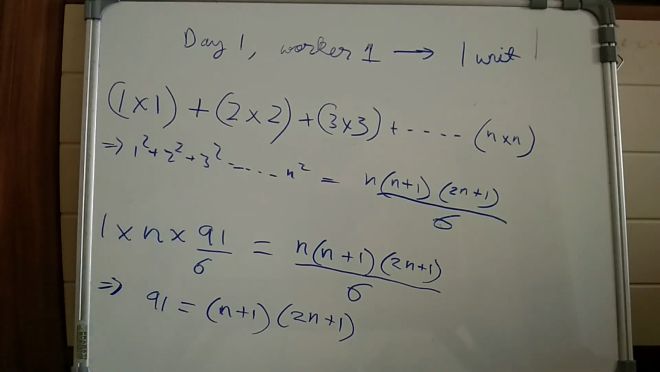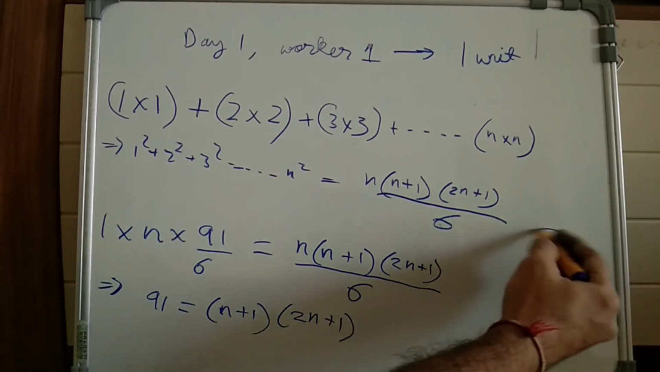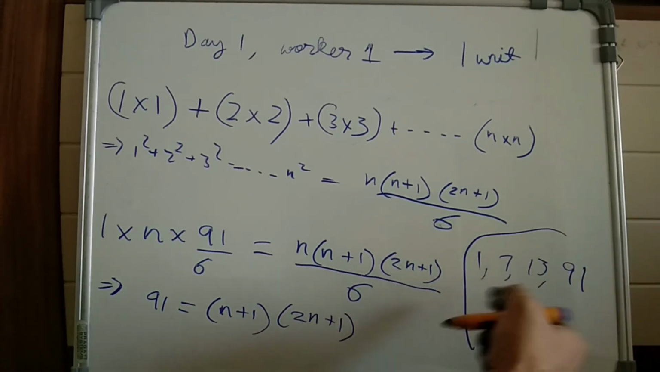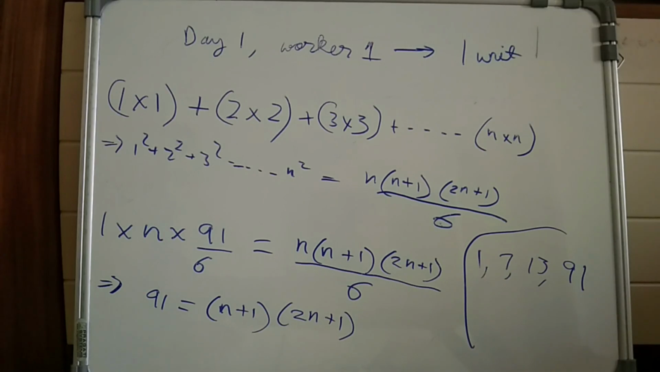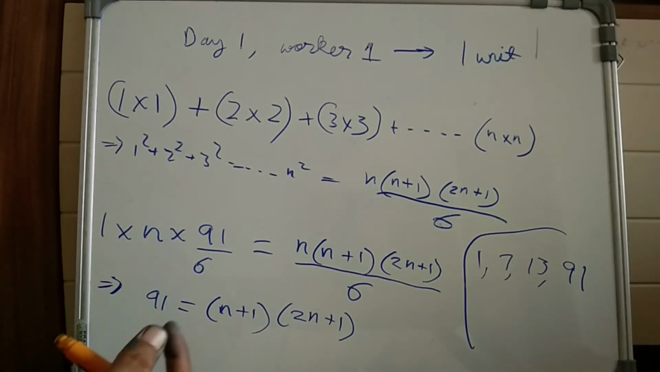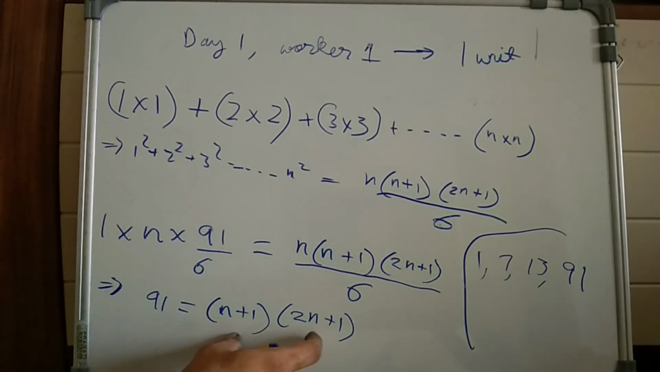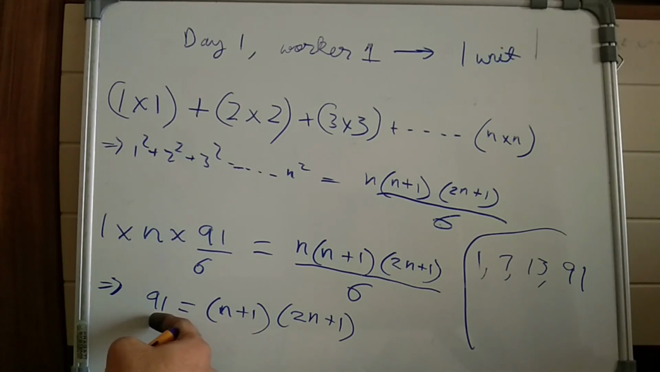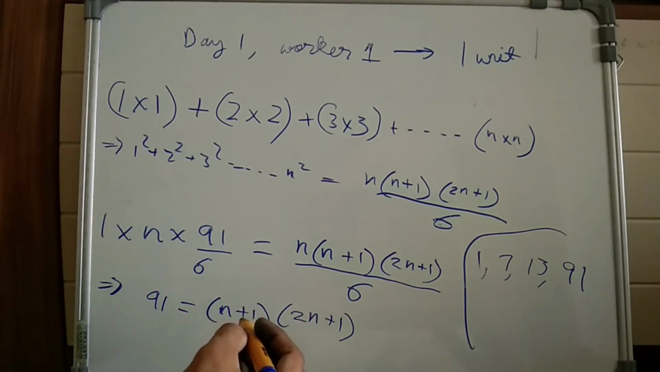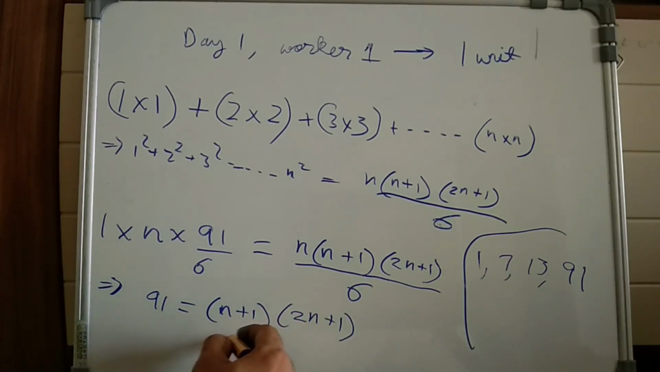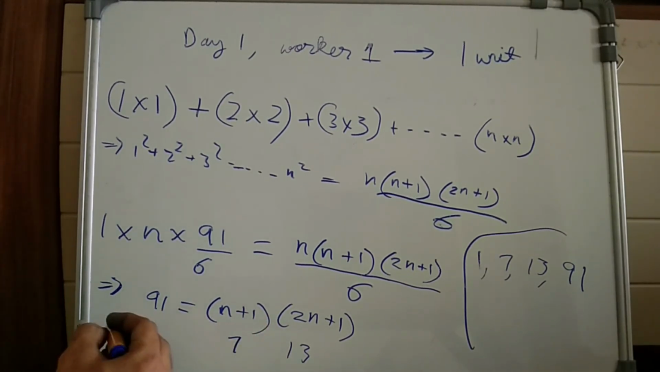What are the factors of 91? 1, 7, 13 and 91, right? There are only four factors of 91, and out of these four, what are the numbers satisfying this, giving a multiplication of 91? This is 7 and 13. Only 7 and 13 are satisfying this. So this is 7, this is 13. If I solve this, n plus 1 is equal to 7, so n will be 6. So n is coming out to be 6. So n is equal to 6 is my answer.